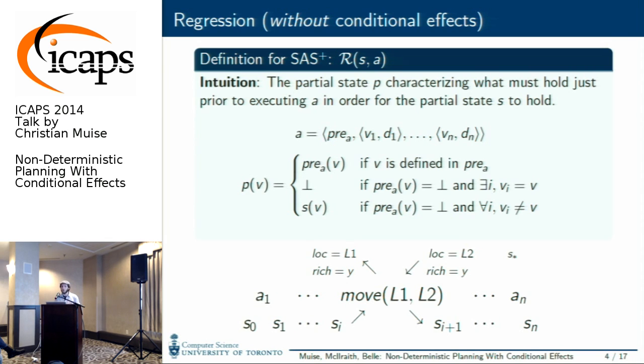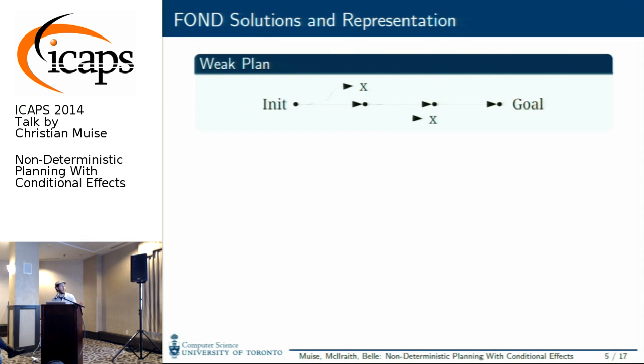And so when you do the full proper regression with conditional effects, what you end up with is potentially a very messy and large formula. It's no longer just a partial state, but you could put it into a form where it's disjunctive normal form, a set of partial states that could have led to the partial state you care about. Right? So that's the key thing that we want to get over with here.